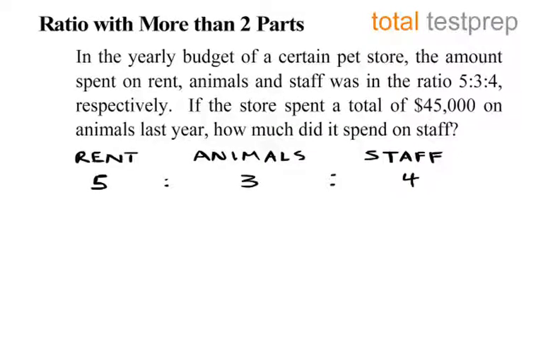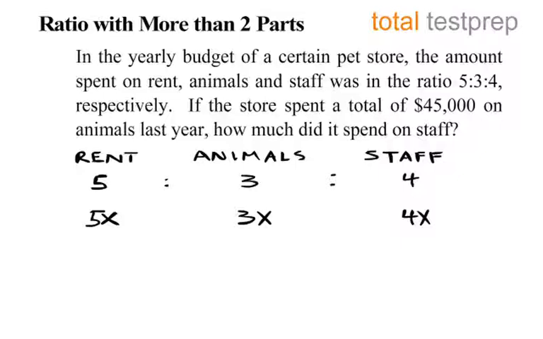Well, we would start with our ratio. The ratio of the money spent on rent, animals, to staff is 5 to 3 to 4. Then the next step is to multiply everything by a variable, in this case x. So we get that the rent was 5x, the animals were 3x, and the staff was 4x.